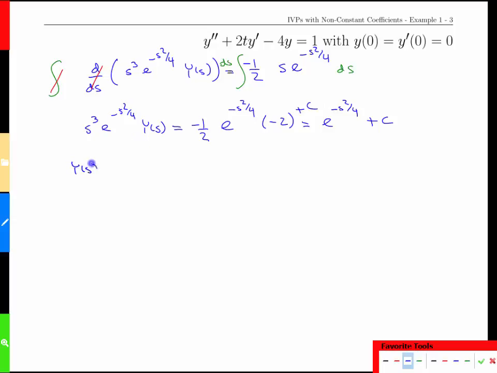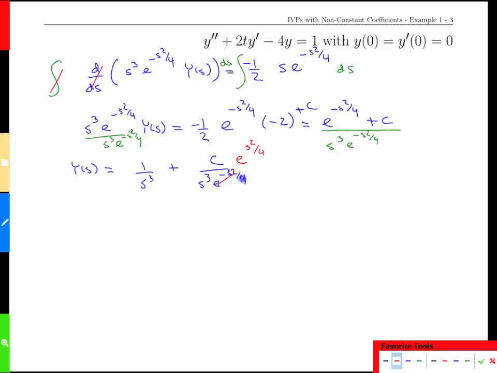So finally, we end up with y of s, which is equal to, what we're going to do is divide both sides by s cubed e to the negative s squared over 4. And what that gives us is 1 over s cubed plus c over s cubed e to the minus s squared over 4. So one of these is handy. One of these we know how to inverse transform. This term is trickier and also involves knowing our theory. The issue being if we're dividing by e to the negative s squared, that's the same as multiplying by e to the s squared over 4.